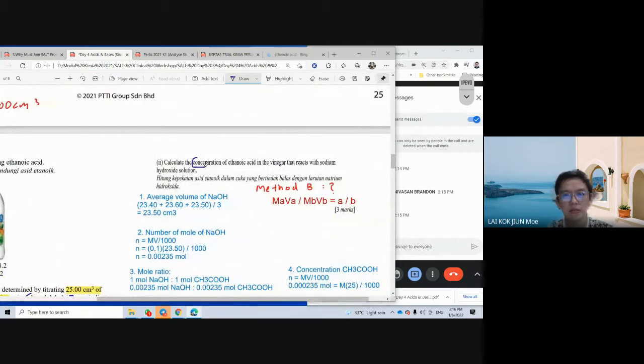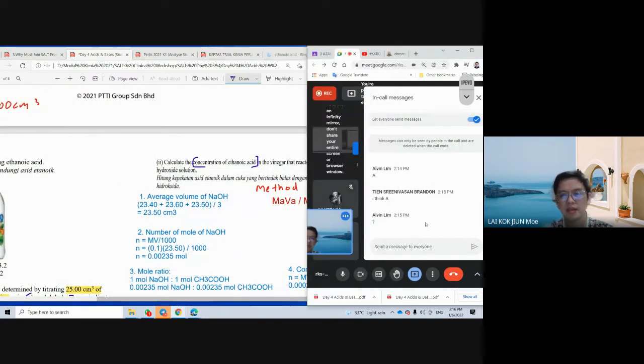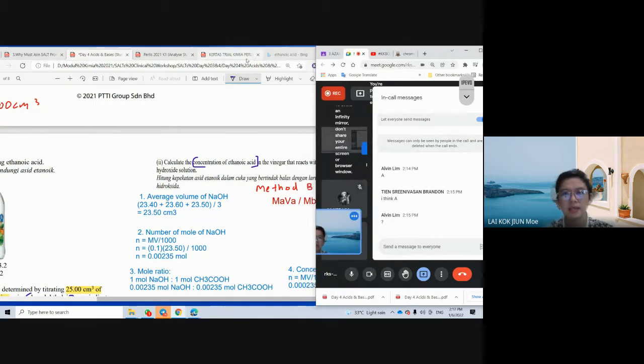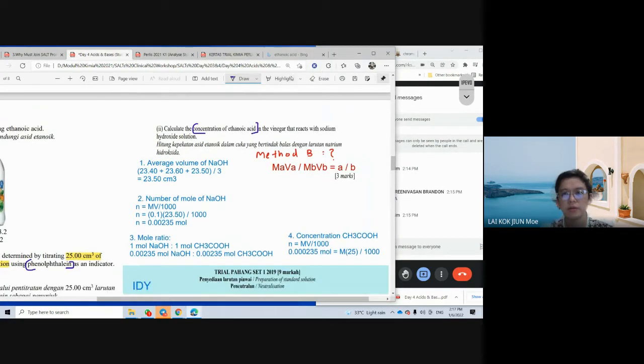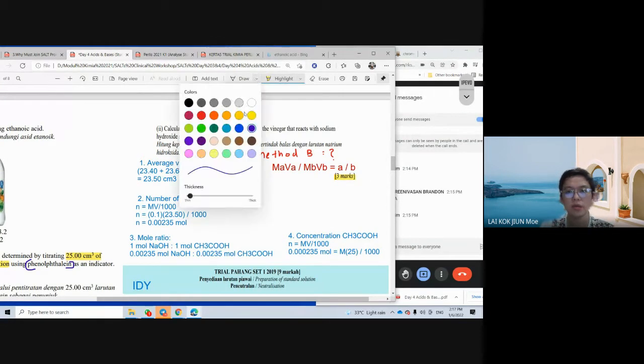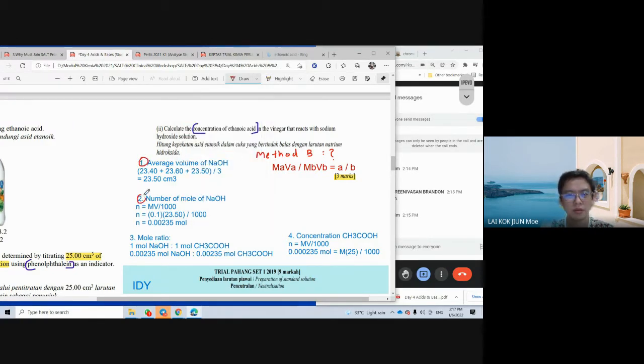How much is the concentration for ethanoic acid? Kai En, you see, this question is only 3 marks, right? So you see, a 3 marks question, do you think you will use this long calculation? Only get 3 marks here. And finally, you get the molarity, the MA equal to how many? 0.094.